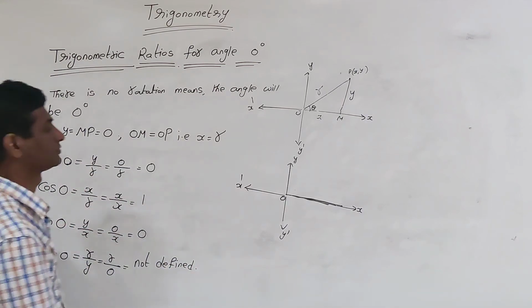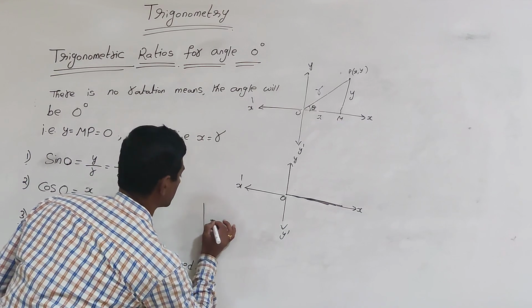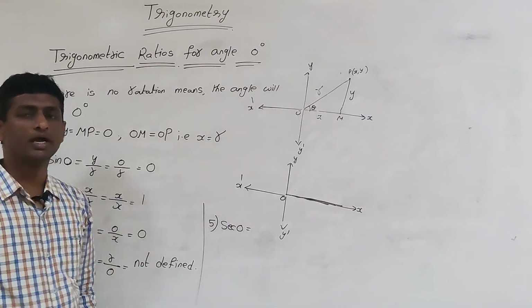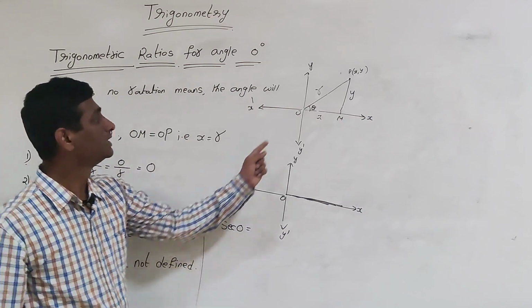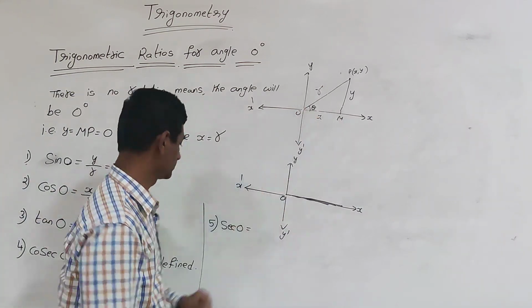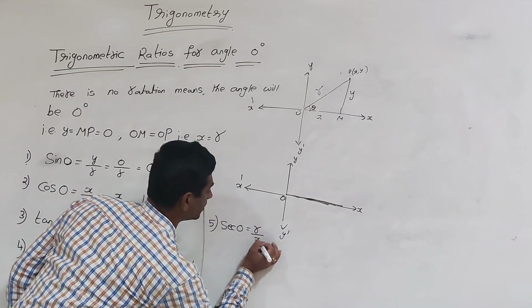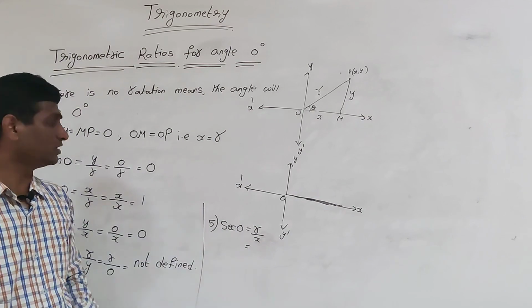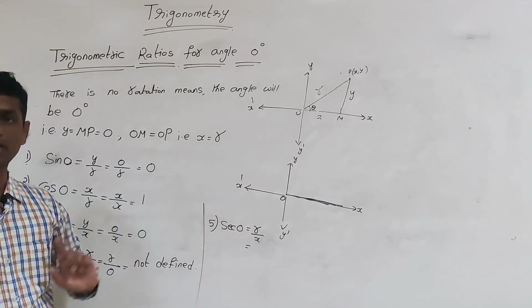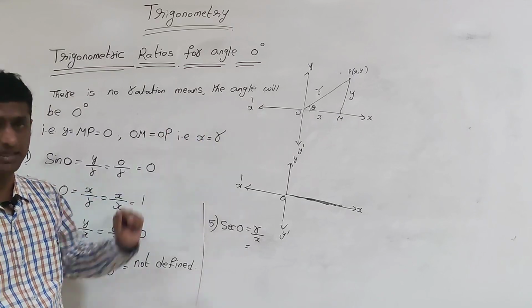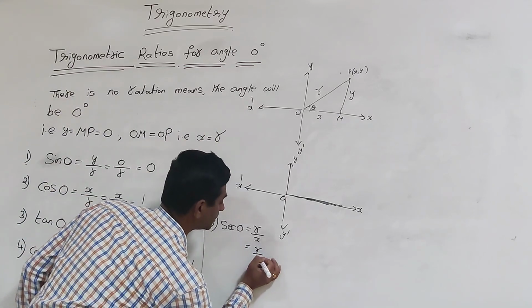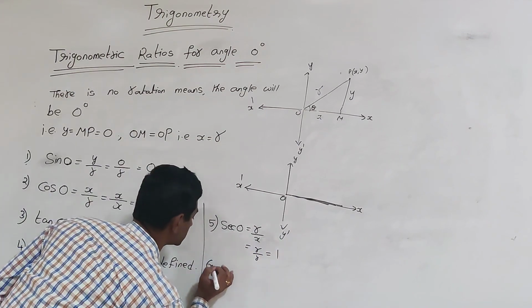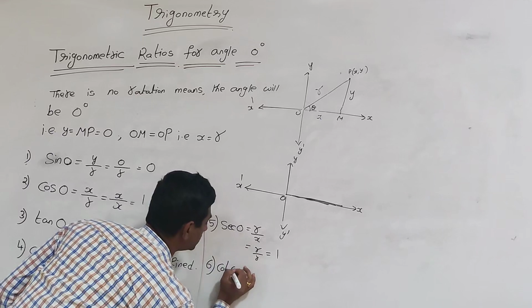Next, fifth one, secant 0. As per the notation, secant theta is r by x. But in this 0 degrees, as there is no rotation, r and x are equal. The length of x and r are equal. So r by r is equal to 1. So secant 0 is 1. Next, sixth one, cot 0 degrees.